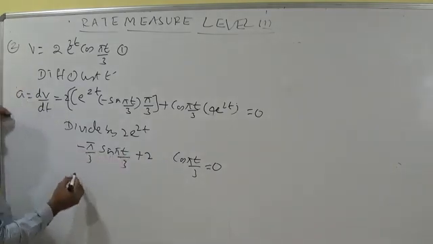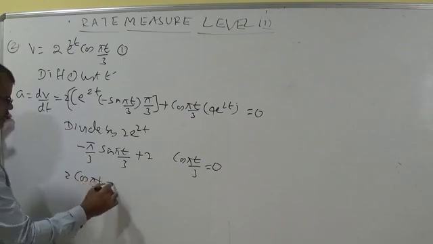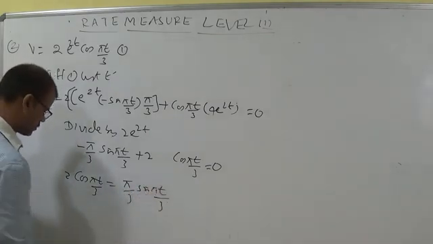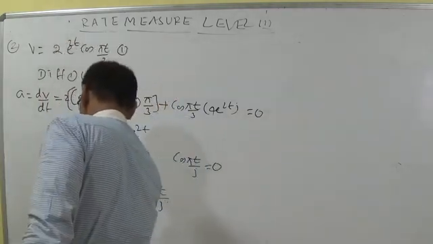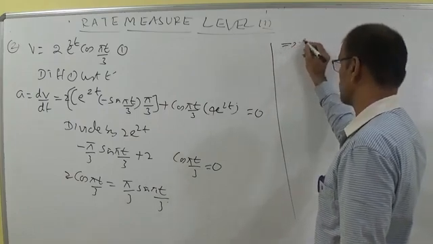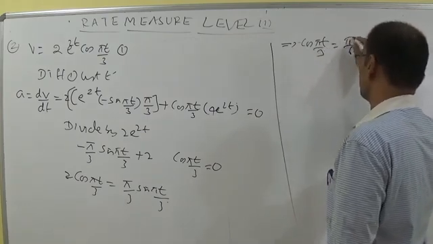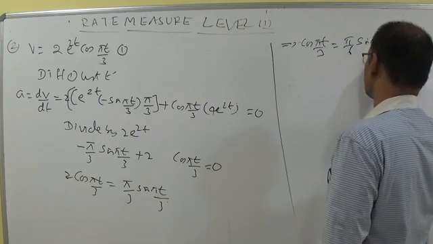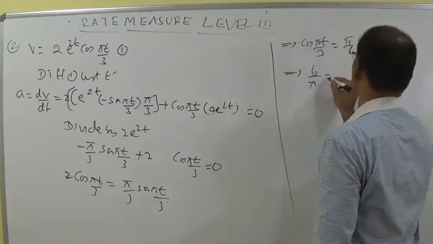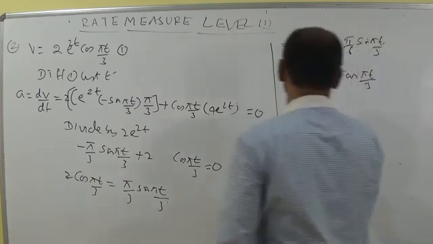Taking the term to that side, it becomes 2cos(πt/3) equal to π/3 into sin(πt/3). Taking that 2 to this side, cos(πt/3) is equal to π/6 into sin(πt/3). Taking this side, it becomes the reciprocal: 6/π is equal to sin by cos, which is tan(πt/3).